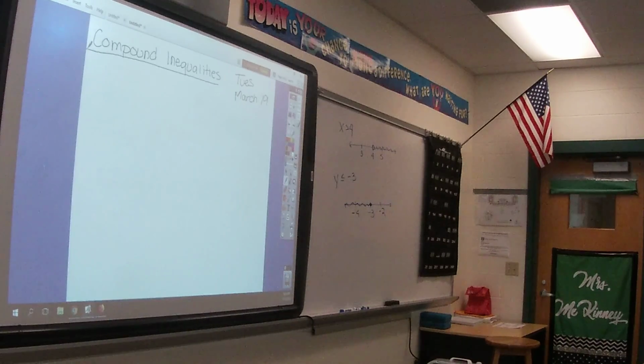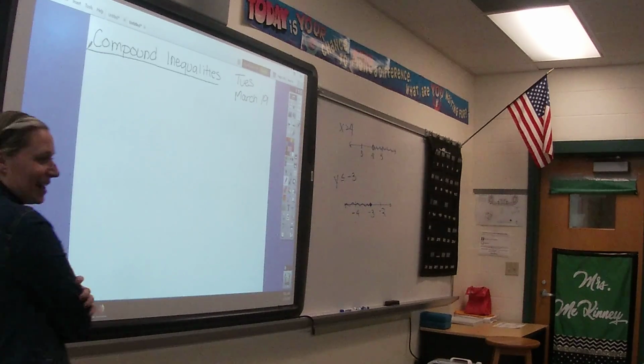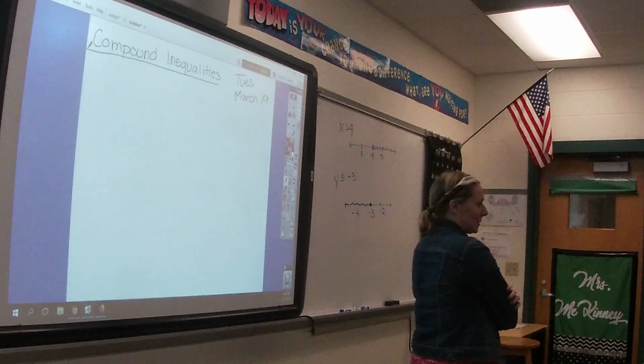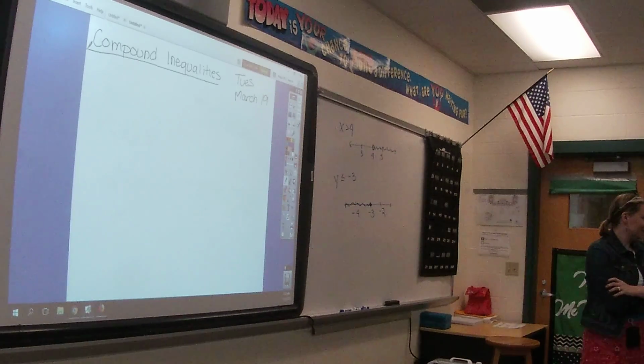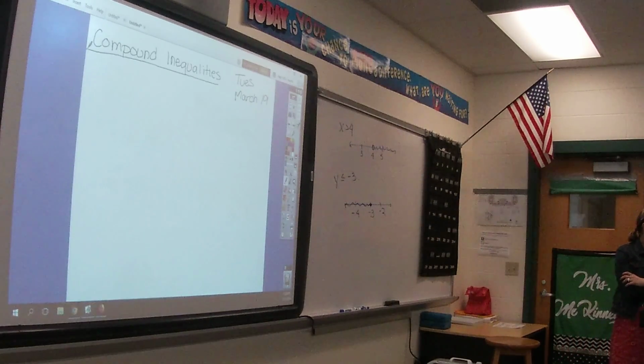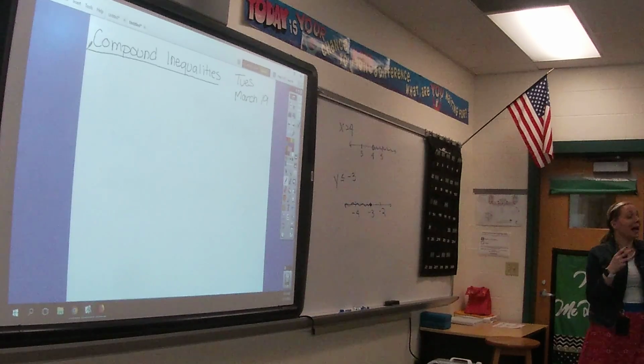Okay, so today we're going to be looking at compound inequalities. What does the word compound mean? Presley? Well, doesn't it mean like there's... It is a tough word to give a definition to. What do you say, Carson? Right? So we're combining multiple things.